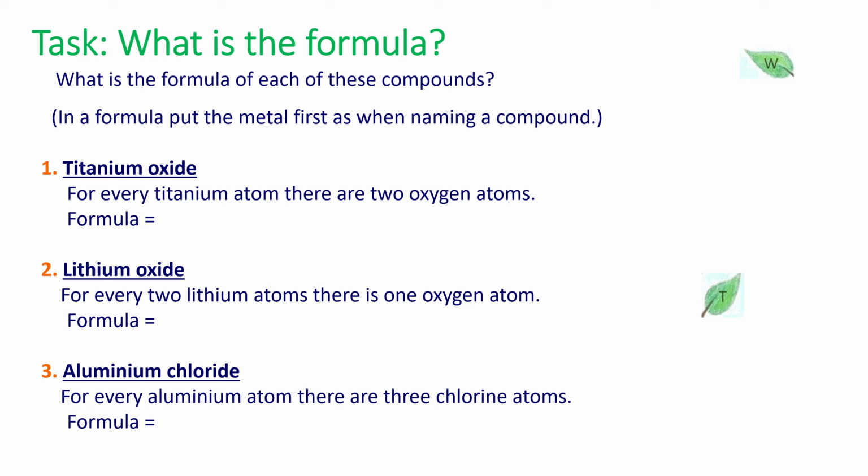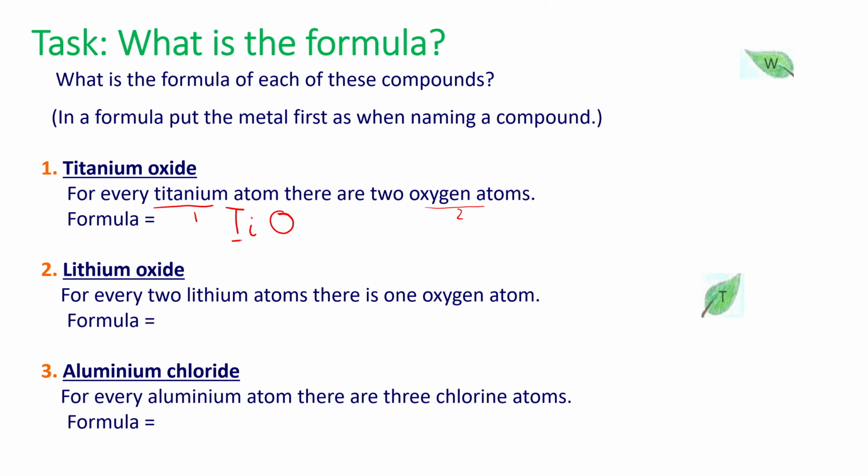Okay. Let's have a go at this. I'll do the first one. You're going to do the second 2. So, titanium oxide. For every titanium atom, well, I'm going to write a little 1. For every 1 titanium atom, that's 1, there are 2 oxygen atoms. 2. So I'm going to start off from my periodic table. I'm going to find out that titanium is this. There are 2 oxygen atoms. That's, well, there's my 2.